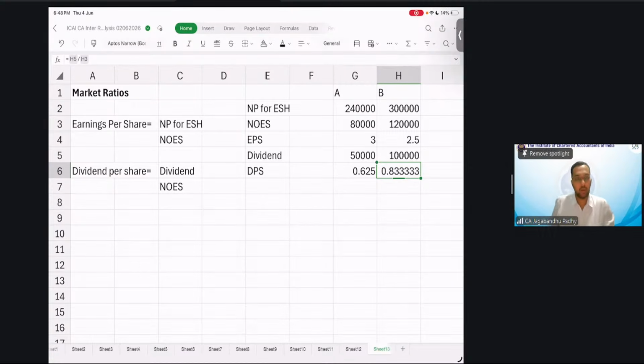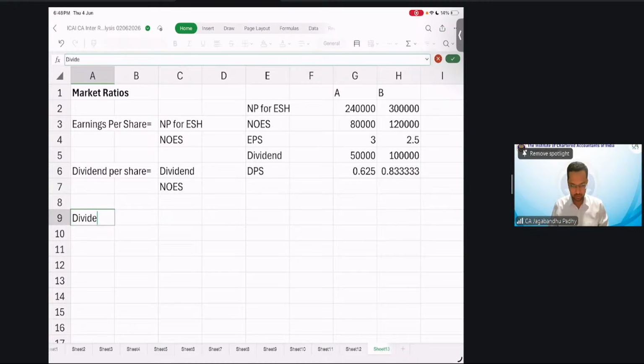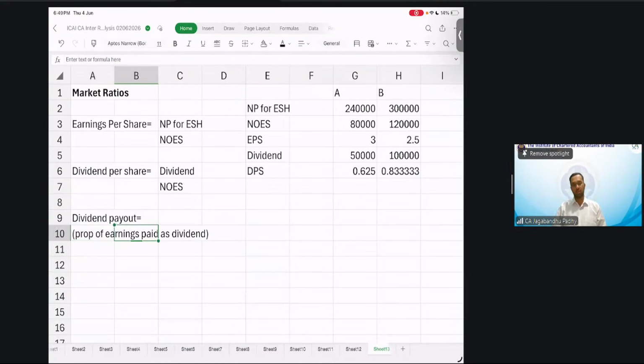Okay. Now, if I ask you, what is the dividend payout ratio? Or I'm asking you, what is the proportion of earnings paid as dividend? So what is the proportion of earnings that company A has paid? How much proportion of its earnings has company A paid as dividend?